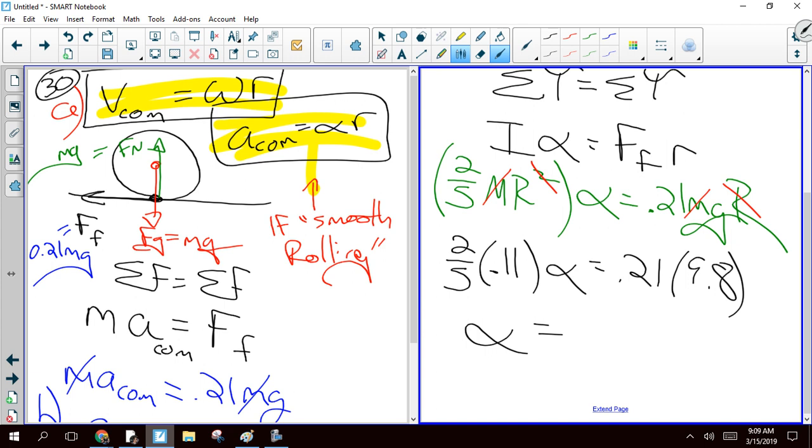Okay, so let's solve this mess. I'm going to get that times 5 divided by 2 divided by 0.11 gives you 46.8. Is that right? Based on your lack of a response, I will assume that I'm good. Okay, so everybody cool up to here?